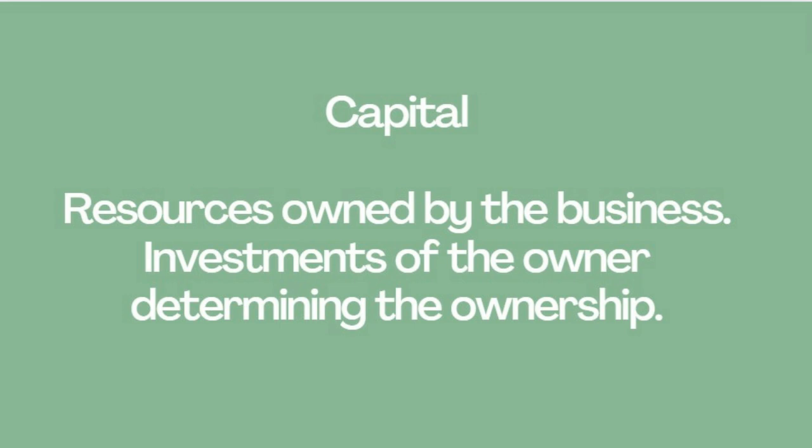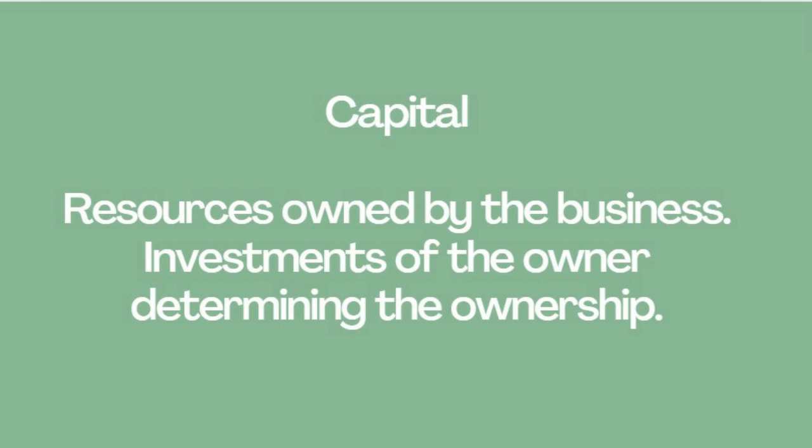Now let's move on to the third pillar of accounting, that is the capital. So what is capital? They are the resources owned by the business, investments of the owner, and determining the ownership. So capital is the money, that is the investment of the owner. The amount which is invested into the business by the owner is capital. It also determines the ownership, which means the more you invest, the more you can own. That means the more money you invest, the more decisions can be made by you.